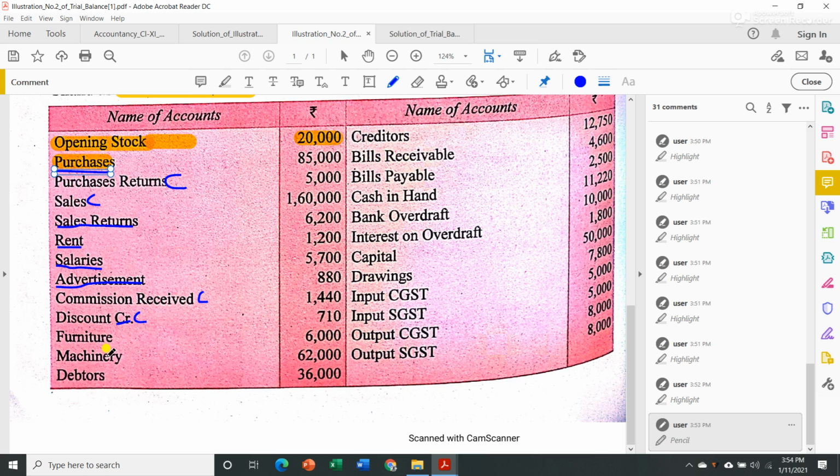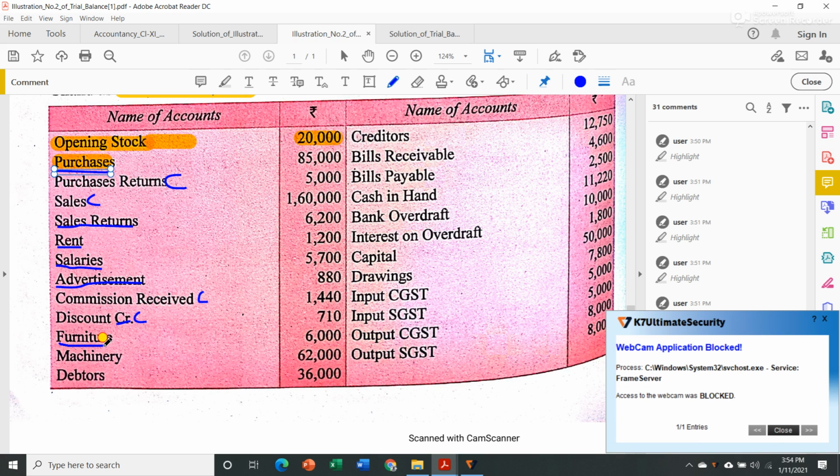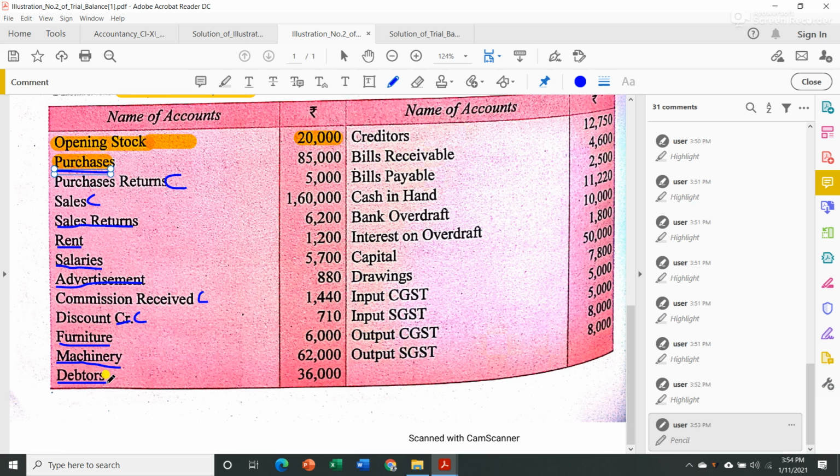Then furniture is our asset, that means it will be debited. Machinery is also our asset, so it will be debited. Debtors are also our assets, debit. Creditors are our liabilities, so they will be credited. Bills receivable is our asset, so debit balance. Bills payable is the opposite of bills receivable, so credit. Then cash in hand is our asset, so debit. Bank overdraft is our liability, so credit.